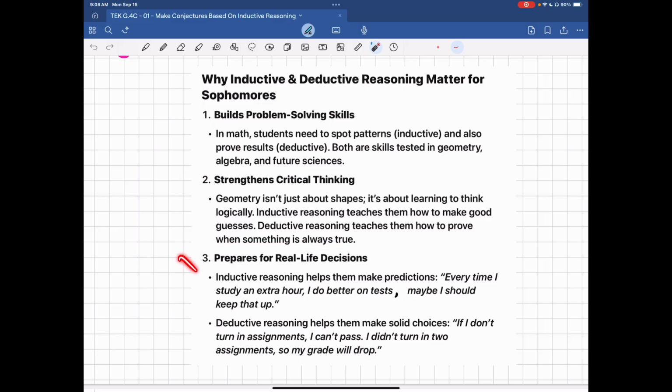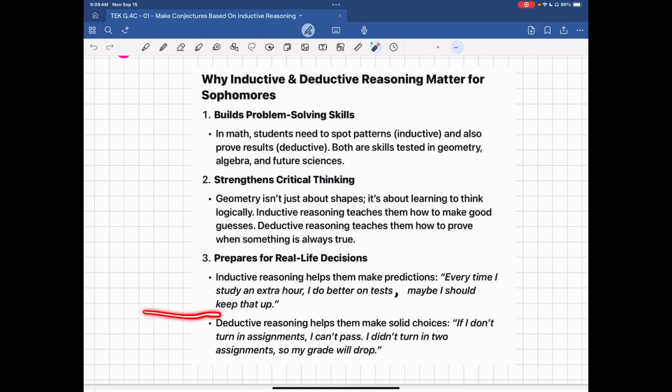So inductive reasoning may look like this. It helps us make better predictions. Every time I study like an extra hour, I notice that I do better on tests. So maybe I should just keep that up. It's like I know I've done better, so when I study extra, I get better grades. So therefore, I'm going to continue to study that extra time to get those better grades.